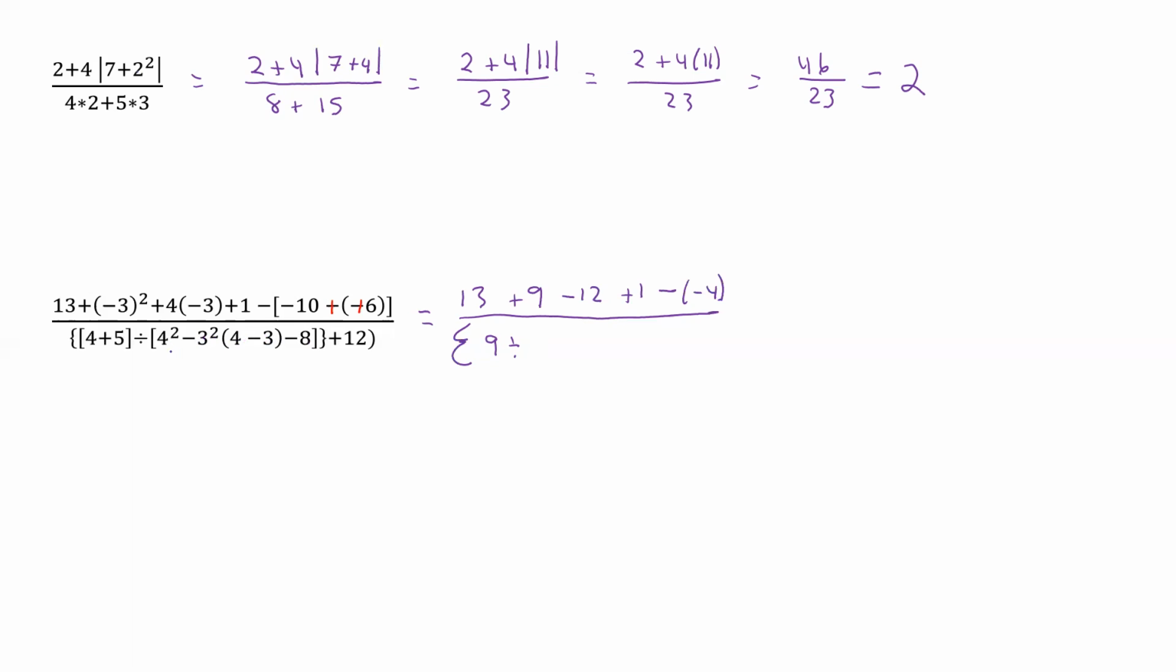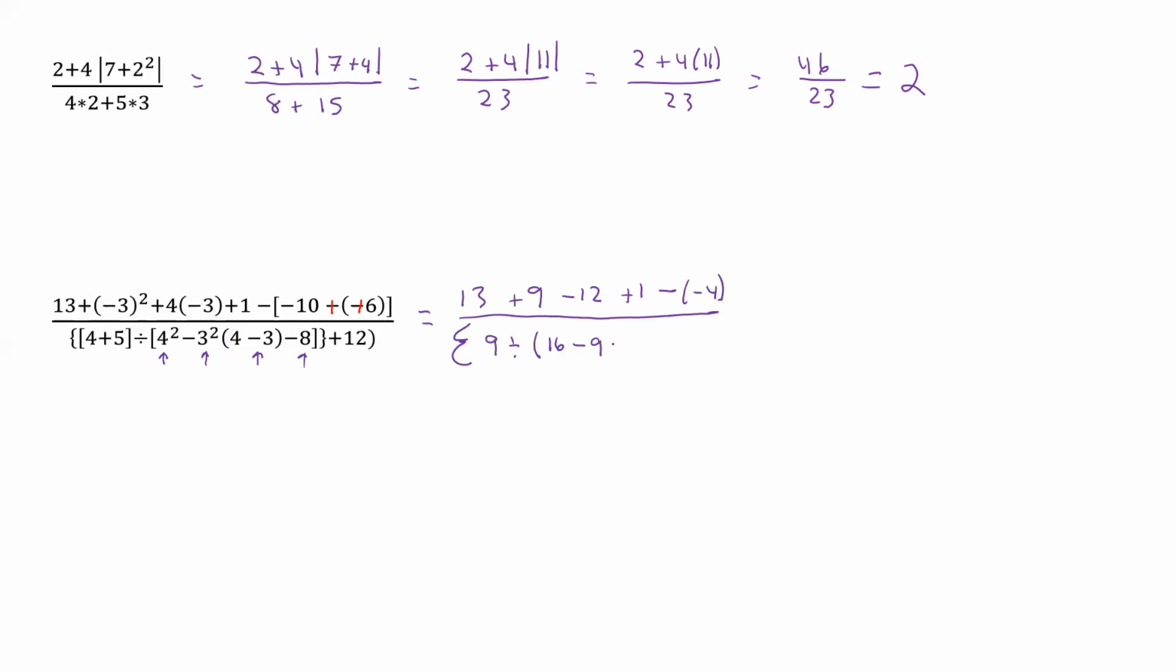We're going to do several things at one time. We're going to take care of this. We're going to take care of this. We're going to take care of this. And then we're just going to leave that there. So when we take care of all that, I'm going to convert this now to parentheses. So 4 squared, what is that? Well, that's 16 minus 3 squared. Well, 3 squared is 9.